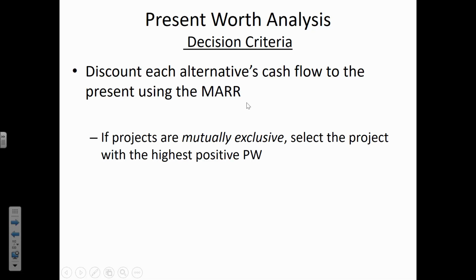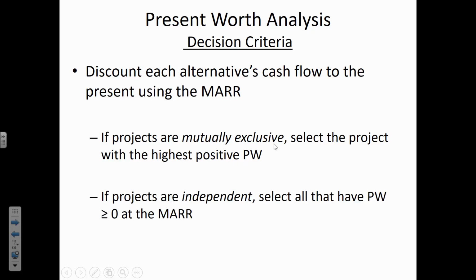Now, here's the decision criteria. If you're only going to choose one option, then you choose the option that yields the highest positive present worth. So it makes sense that you'd want the most profitable option if you're only choosing one. If you're choosing more than one option, meaning the independent projects where you can pick as many as you like, you should keep selecting all of them as long as the present worth is greater than or equal to zero at the MAR.